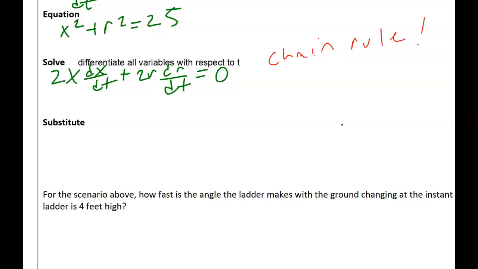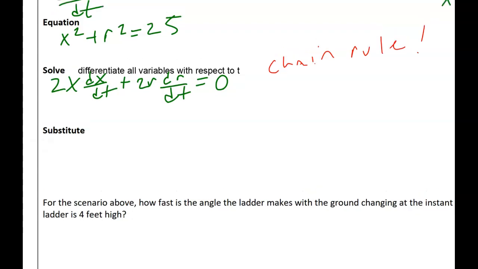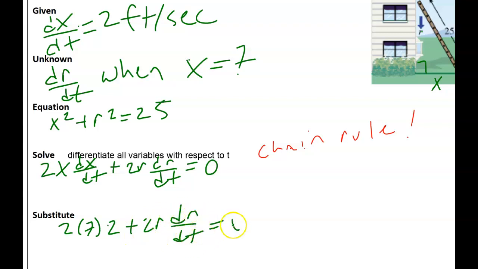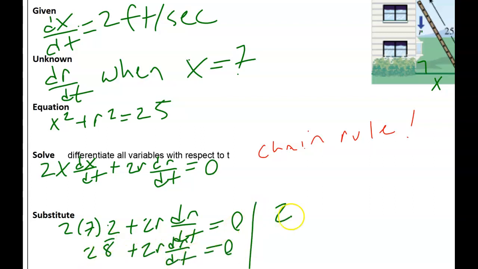Now I have an equation that relates the rate that the ladder slides down the wall and the rate that it slides away from the wall. I know some information about my equation already, so my next step is to plug some of this in. I know that x is 7 and dx/dt is 2. So it'll be 2 times 7 times 2, plugging in my x and my dx/dt, plus 2r dr/dt equals 0. This all ends up being 28. Then what I get is an equation that relates dr/dt and r.